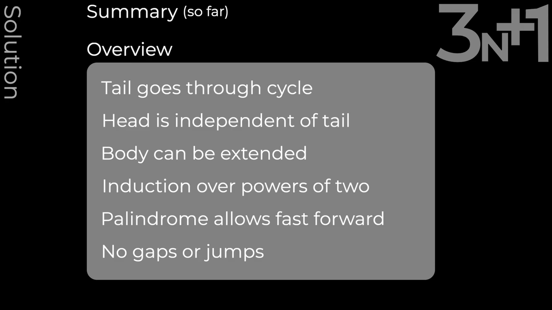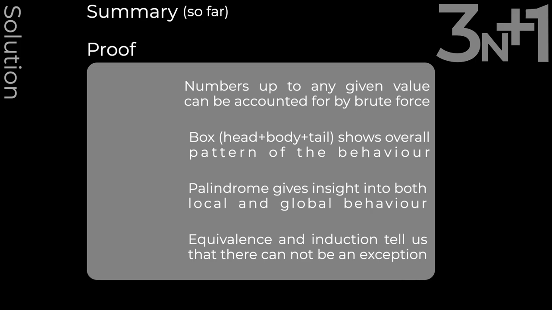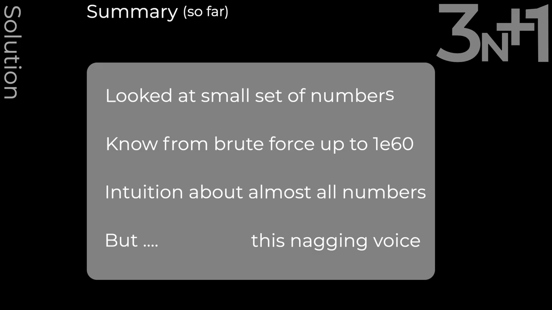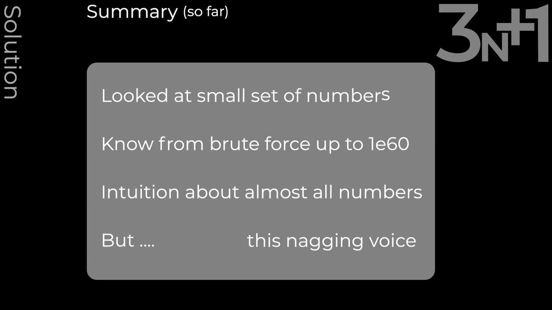I've been looking at this for a while now, so I can understand if this goes all very quickly. You can go back and look at each of the points being made here. What we already knew about the conjecture and what is shown so far gives us confidence that exceptions are highly unlikely, but we cannot escape the nagging voice. Again, the predict value is the main property.